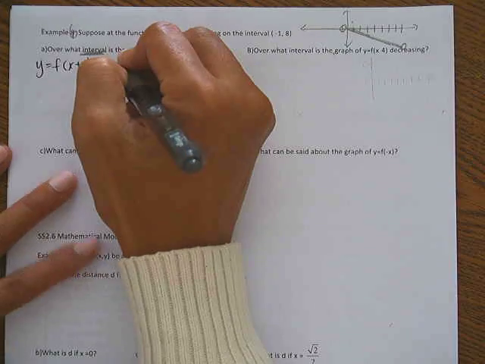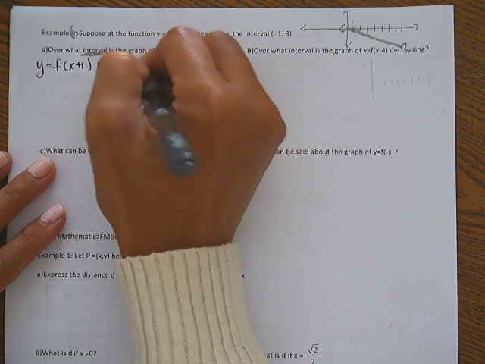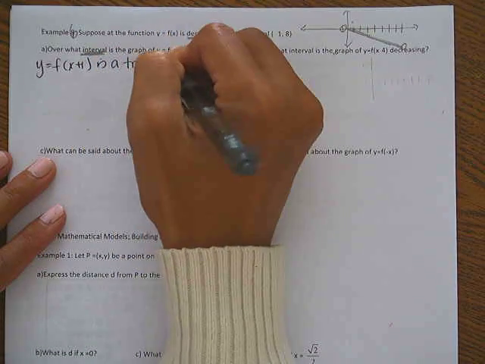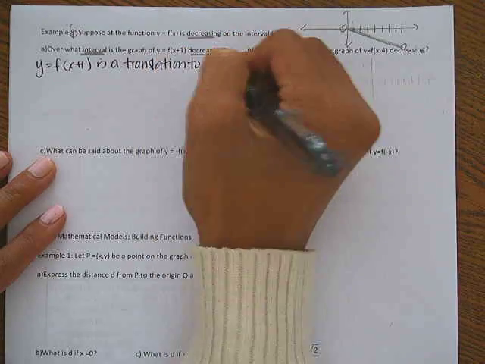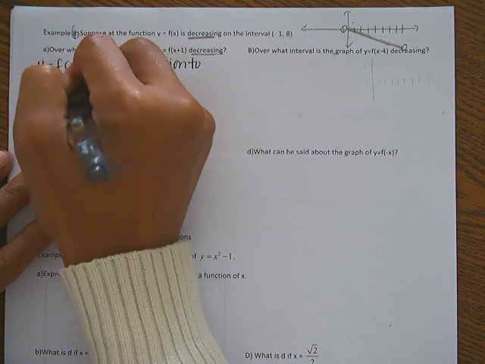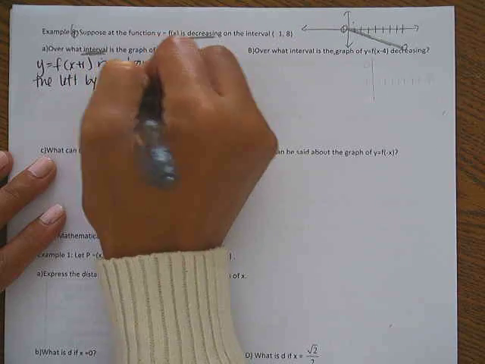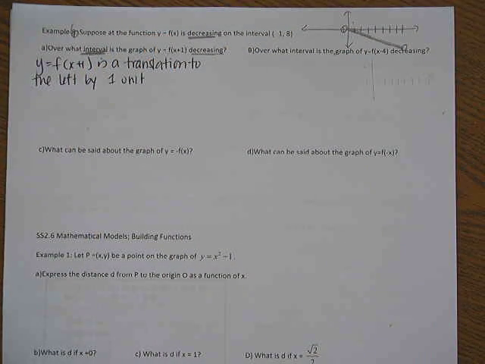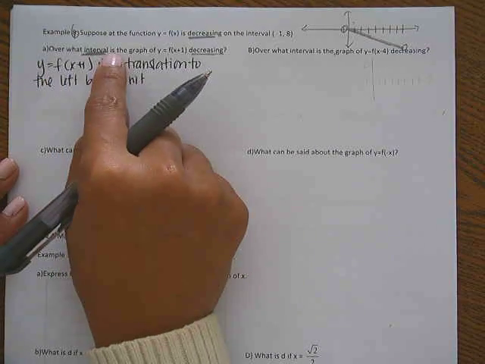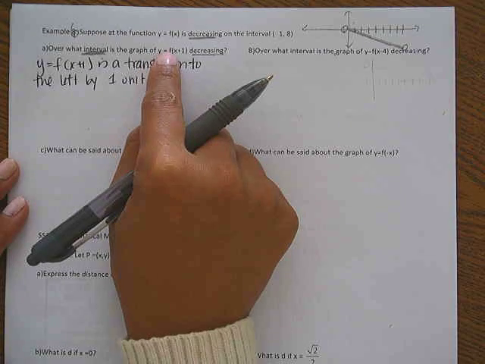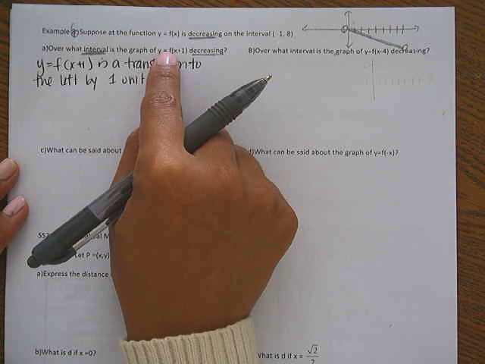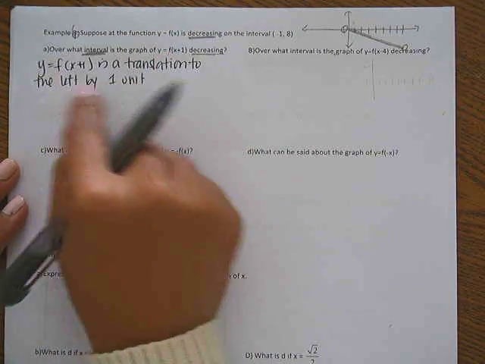Hopefully you said it is a translation to the left by 1 unit. Okay? That's it. That's the transformation. That's really not what I'm asking. I'm asking over what interval is the graph f of x plus 1, which is this new transformation, still decreasing.